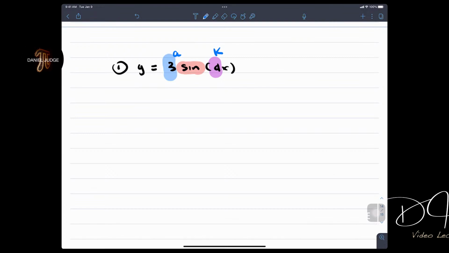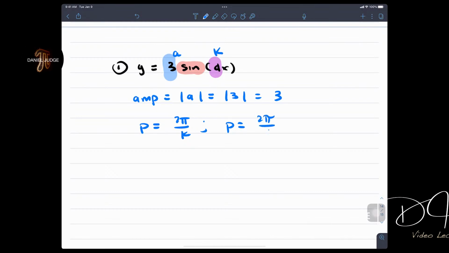Okay. So we're going to start with the amplitude, which is the absolute value of A, and in this case it's the absolute value of 3, which is 3. We have the amplitude. Your period is 2 pi over K, and K here is 4. We're going to simplify that fraction, so we have our period now, ladies and gentlemen. The period is going to be pi over 2.